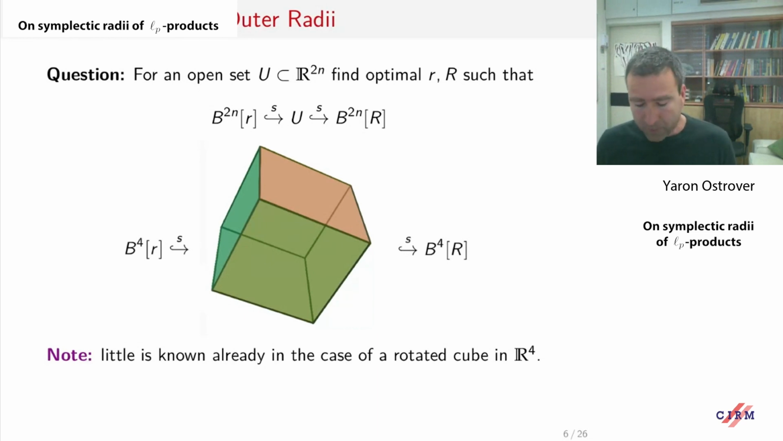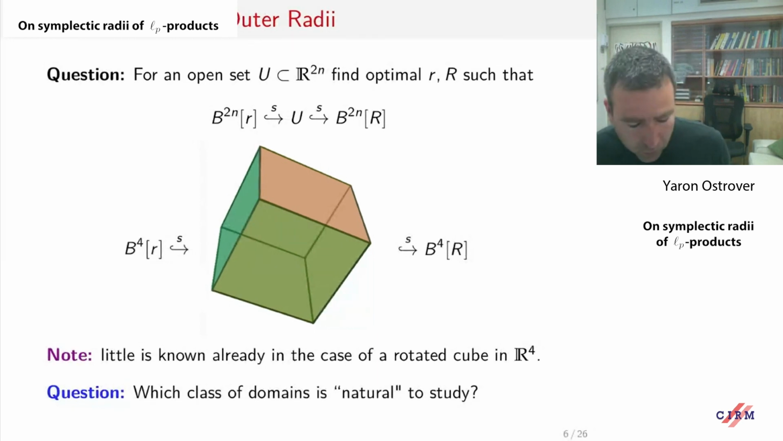And most of the examples that were studied so far in this context are ellipsoids or polydiscs, where we have a very good understanding of the dynamics on the boundary. And the question that I would like to pose is, suppose we do want to answer this question of computing the symplectic inner and outer radii, which class of domains should we look at, or which class of domains is natural to study?